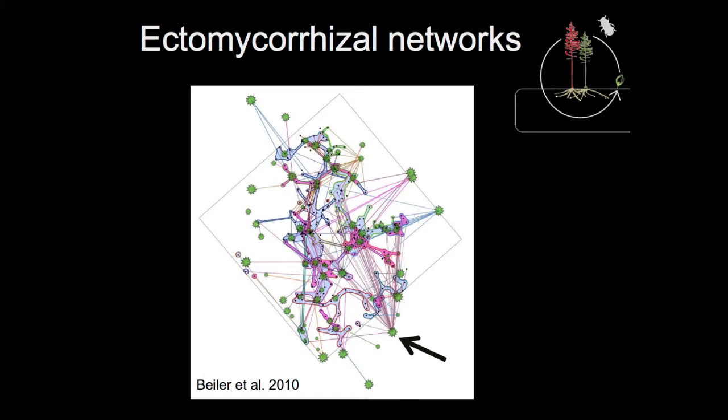You can see that through this network, you have this system of trees, and these trees form hubs. These hubs basically connect to each other. The arrow that I have there is one large Douglas fir tree, and it's connected to 47 other trees through this mycorrhizal network.